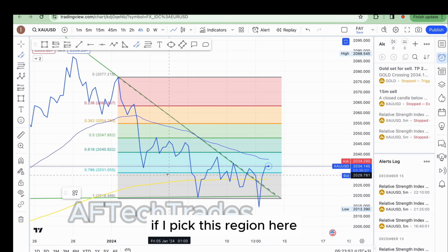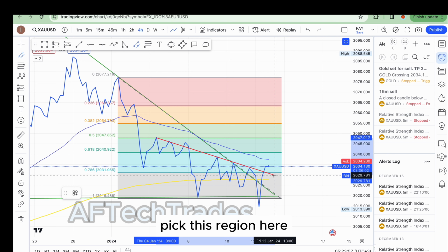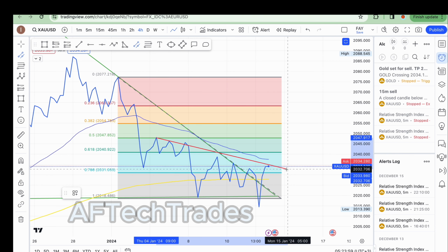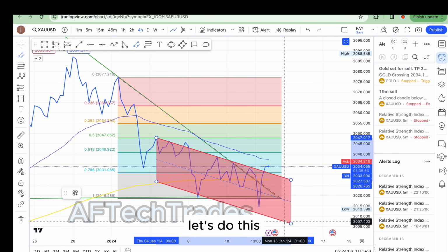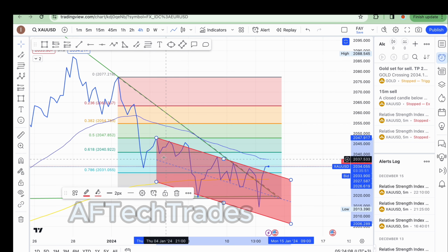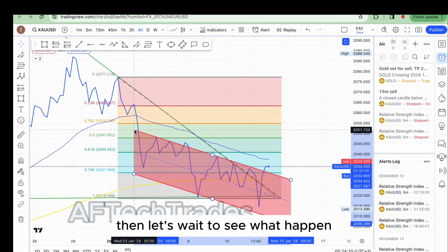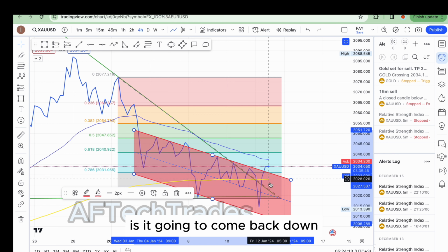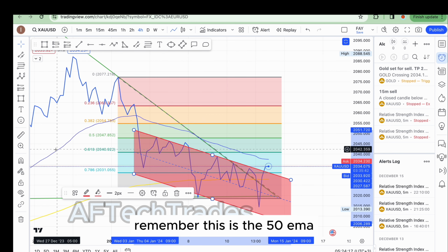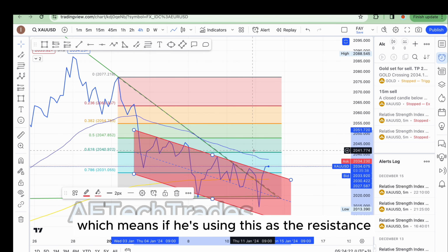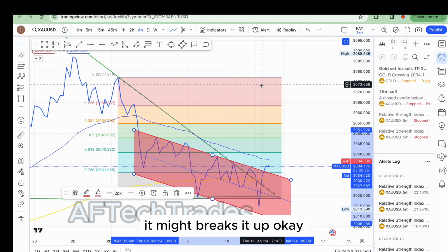If I pick this region here, which one? This one has more resistance. Let's pick this. Then let's wait to see what happens. Is it going to come back down, or is it breaking it already? If it breaks it, remember this is the 50 EMA here, which means if it's using this as the resistance, it might break it up.